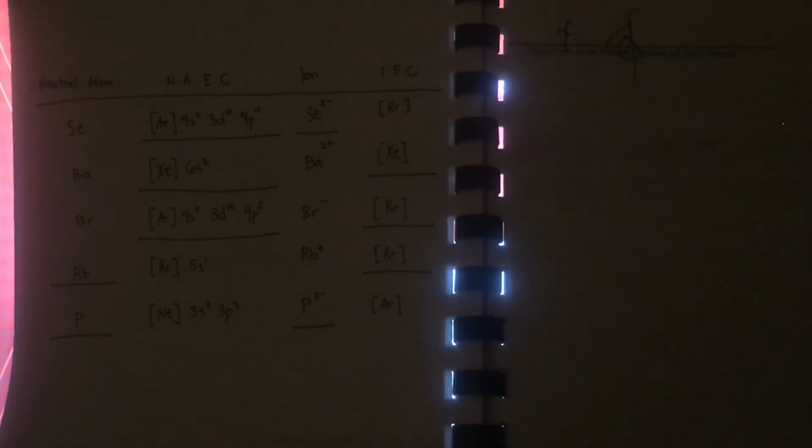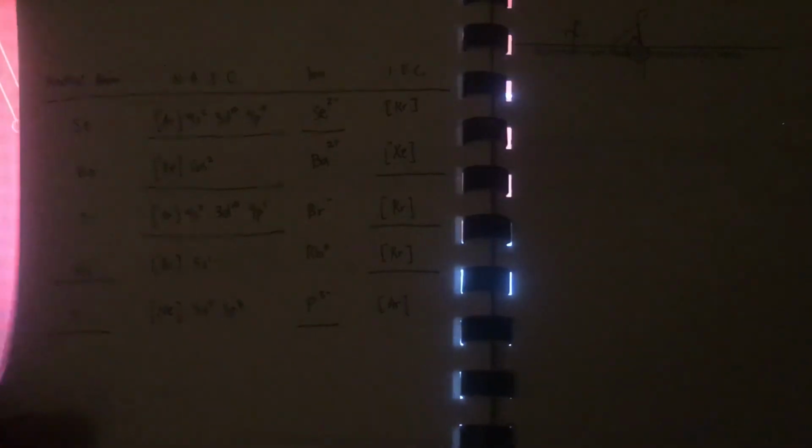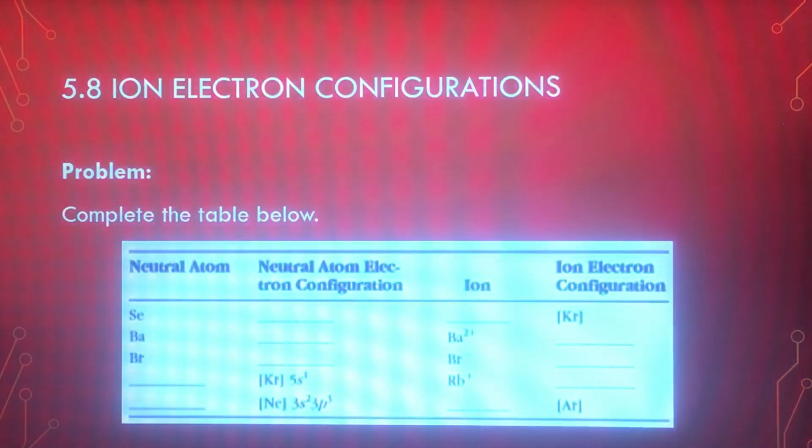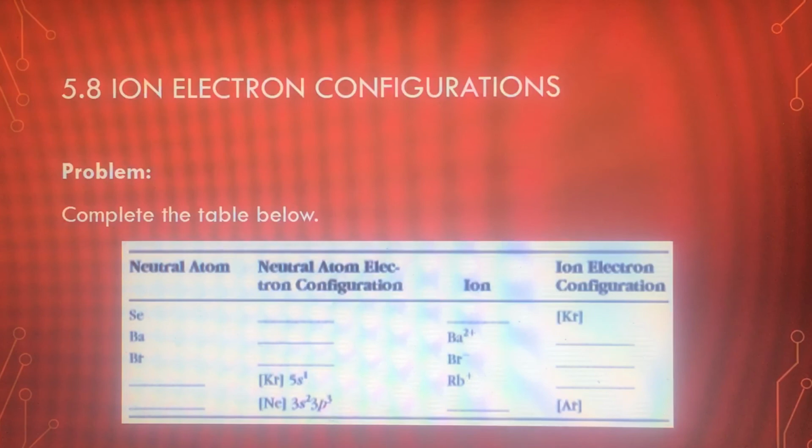Last, we have P, or phosphorus. The electron configuration for phosphorus is Ne 3s2 3p3. This will gain 3 electrons to become P3-. The ion electron configuration for this is Ar. So that's it for this topic, ion electron configurations.